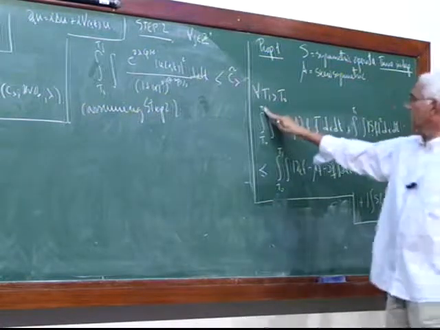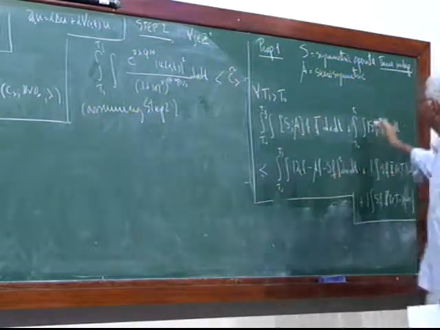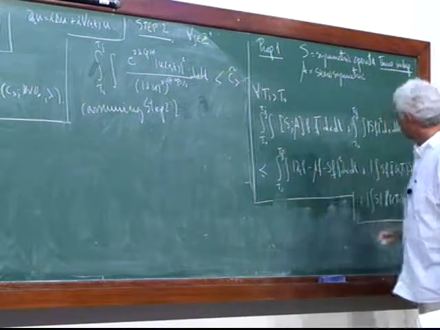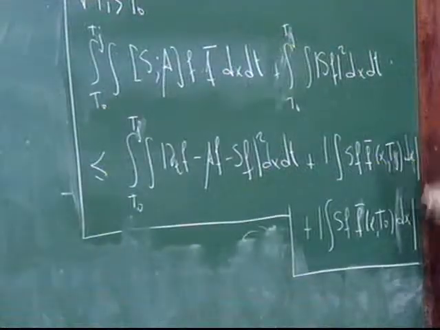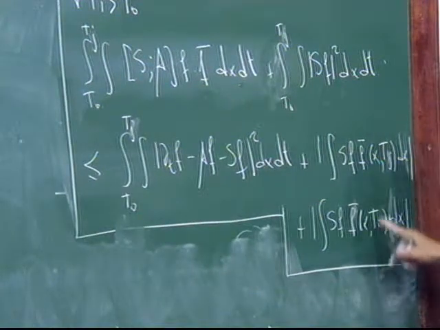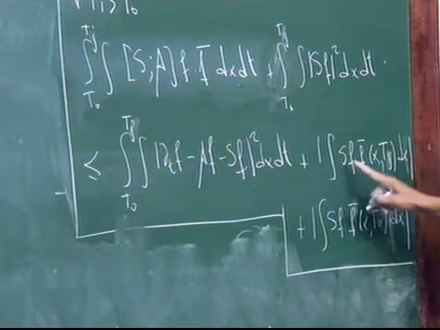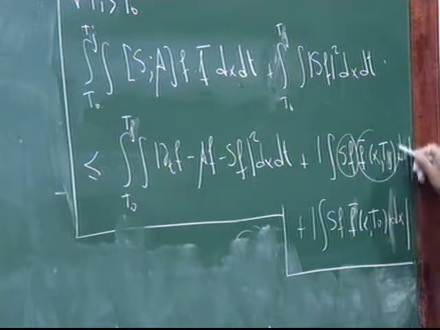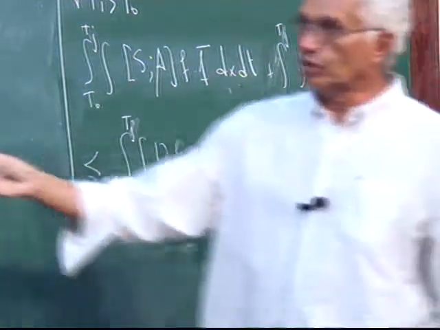Now, look here. If I take Tj here, Tj here, Tj here, then this will be Tj and this is T0. How big is this? You can use Cauchy-Schwarz. This is the L2 norm of this multiplied by the L2 norm of this. The L2 norm of this is bounded.